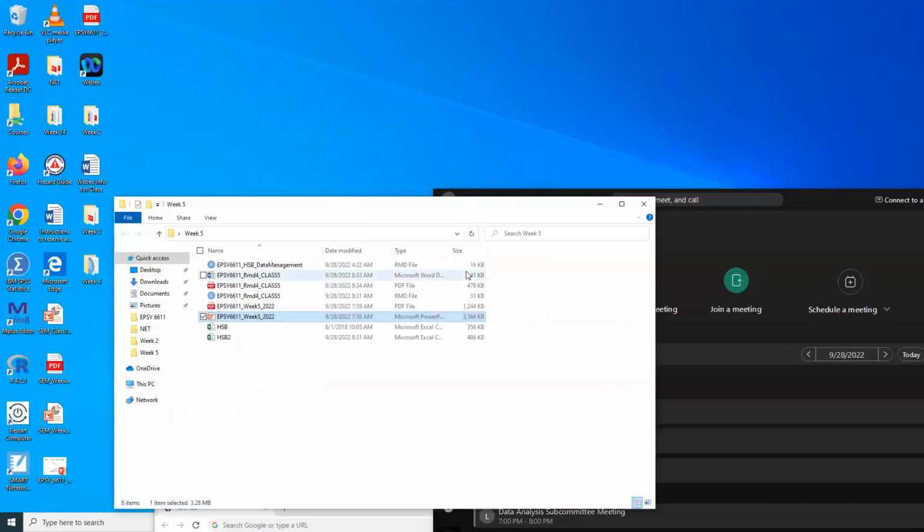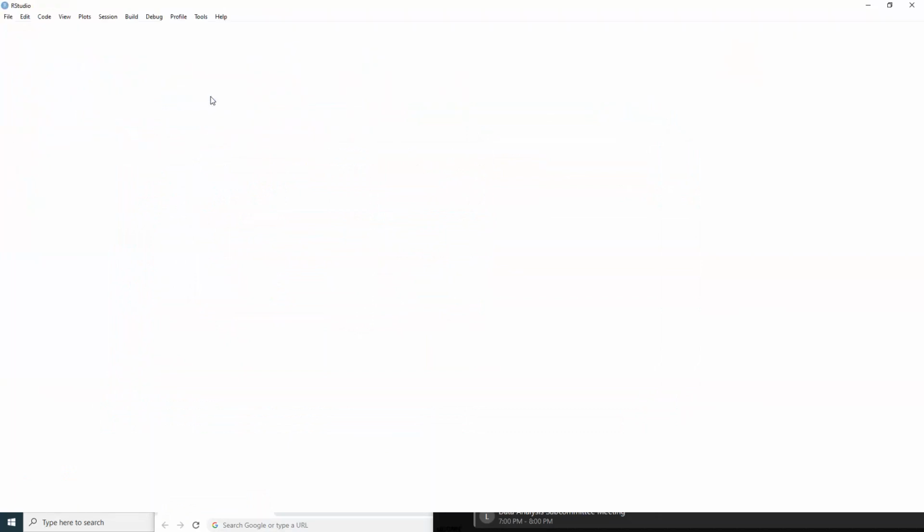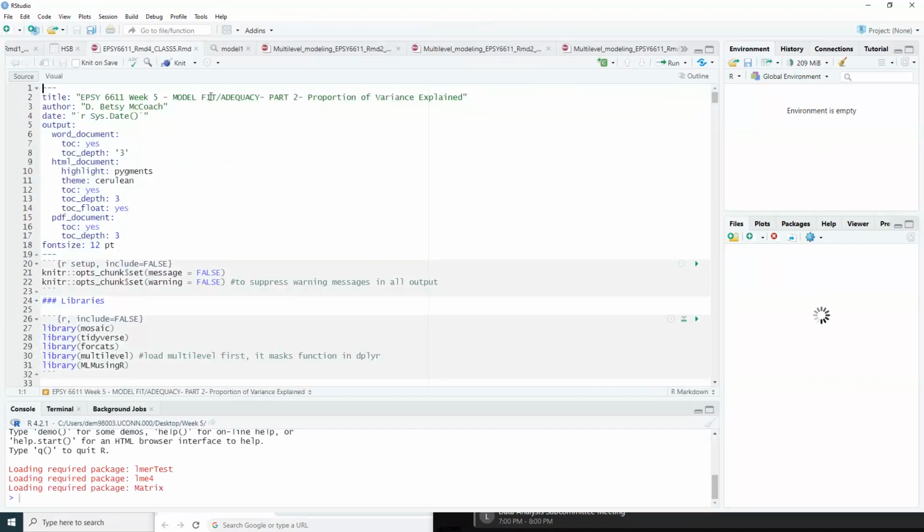I hope you all have gotten the week 5 folder. Here it is, the week 5 folder. If you open up the Markdown folder for week 5, you should also have a big Markdown file for week 5. Okay, there we go.